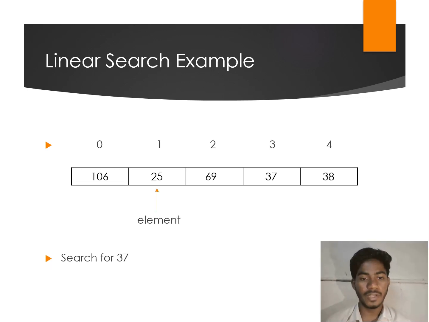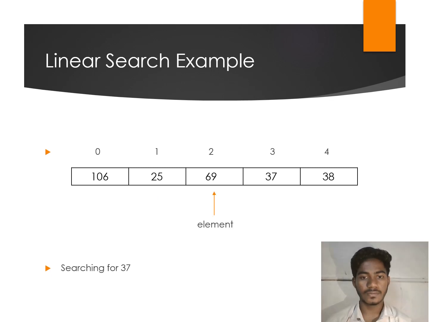In the second step, we have 25 at index 1, and this 25 is compared with the value we are going to search. That means 25 is compared with 37. If 37 is equal to 25, then it prints the value is found. But here 37 is not equal to 25, so it moves to the next iteration. In the third iteration, at index 2, we have the value 69, and this 69 is compared with 37. They are not equal, so it just moves to the next step.